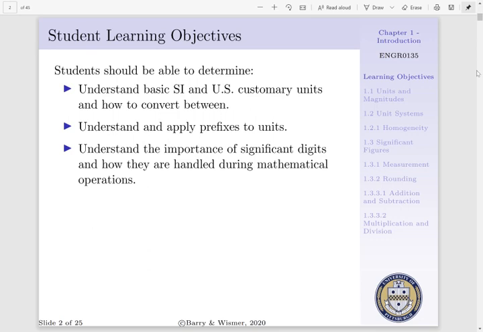And lastly, you should be able to understand the importance of significant digits and how we handle significant digits during mathematical operations, such as addition, subtraction, multiplication, and division.